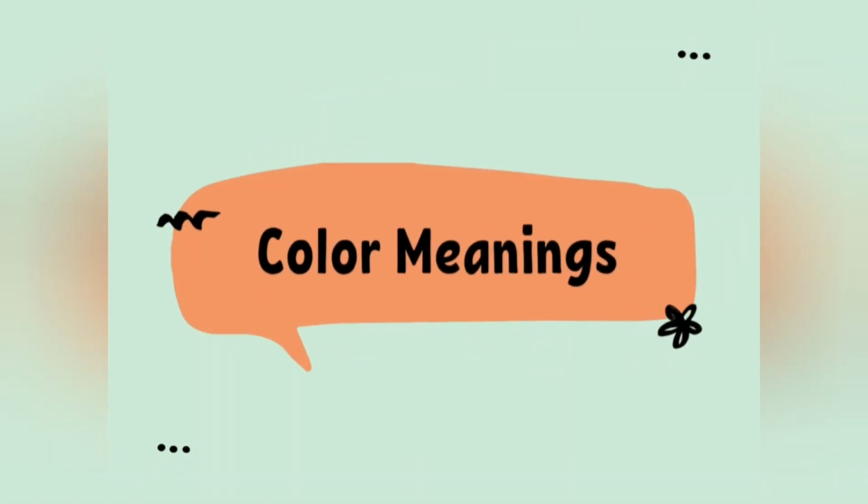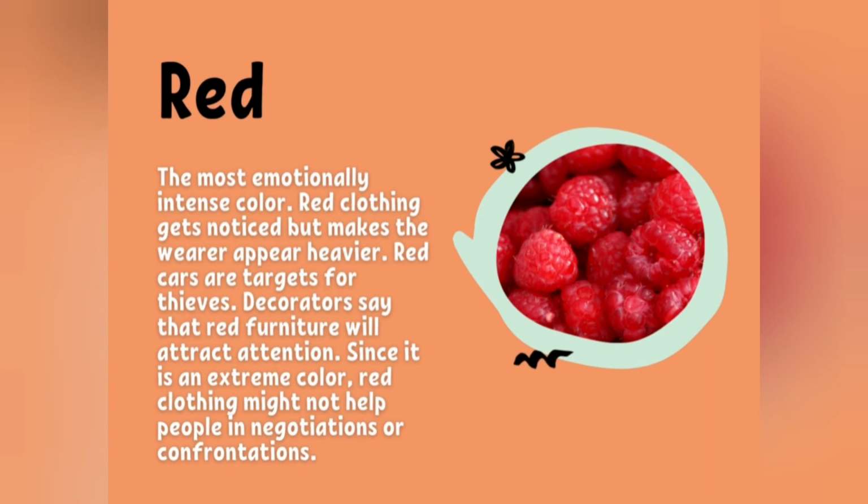Finally, we are going to see the different meanings of all colors. Red. The most emotionally intense color. Red clothing gets noticed but makes the wearer appear heavier. Red cars are targets for thieves. Decorators say that red furniture will attract attention. Since it is an extreme color, red clothing might not help people in negotiations or confrontations.